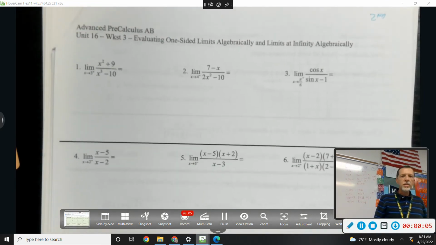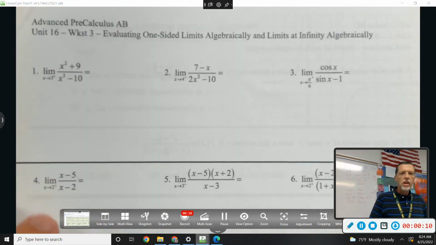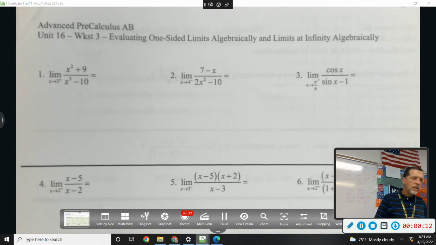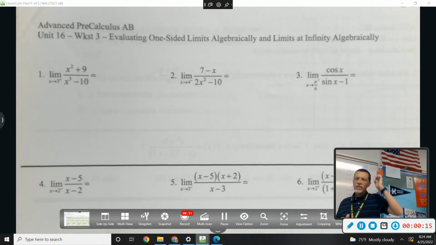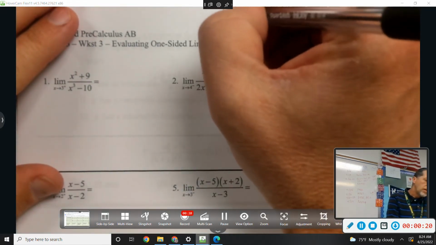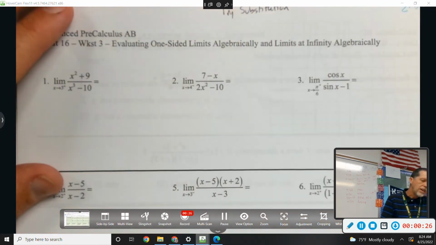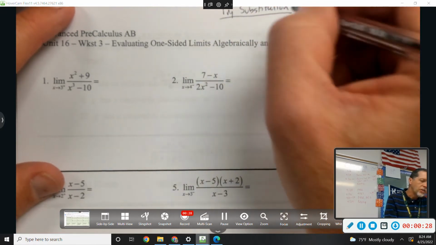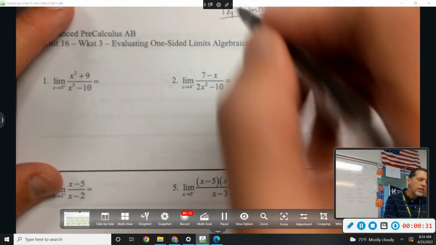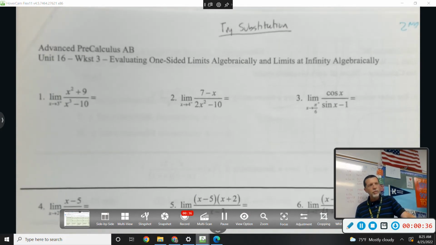So, one-sided limits, Unit 16, Worksheet 3. What questions do you have from that worksheet? Remember, we always try substitution first, and if that doesn't work, then we start trying our tricks with numbers that are a little bit more than or a little bit less than, the plus-minus stuff, and then our algebra tricks as well. So, questions on any of those?